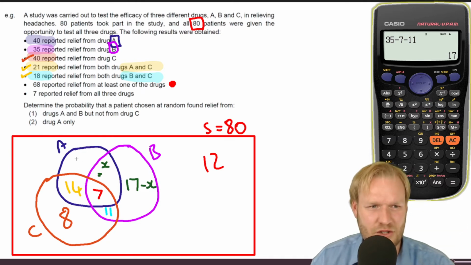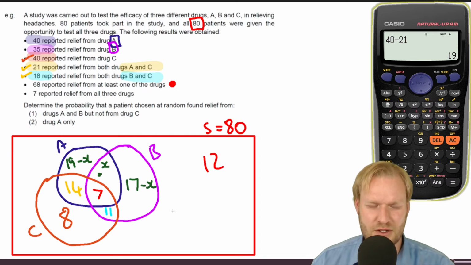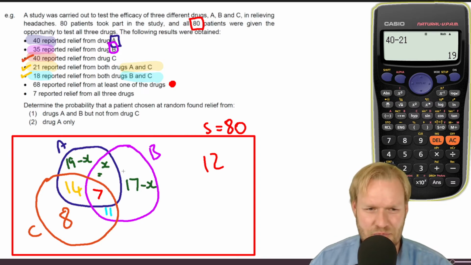And then the same on this one here. We've got 40 altogether. We've already got 21. So let's just check 40 minus those 21, which means we've got another 19, but we're going to have to subtract whatever that middle number is. Okay, so now we've used all our bits of information. We've filled in our diagram.